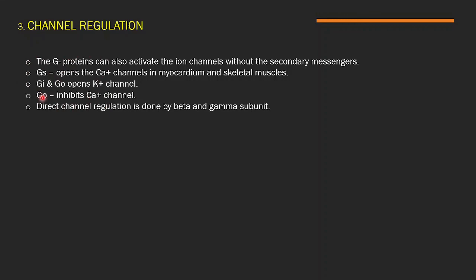So the receptor, whenever it is coupled with GS, will open up the calcium channel directly in the myocardium and the skeletal muscle. If it is coupled with GI and GO, then it will open the potassium channel. And if it is coupled with GO, then it will directly inhibit the calcium channel. So this direct channel regulation is done by beta and gamma subunits.